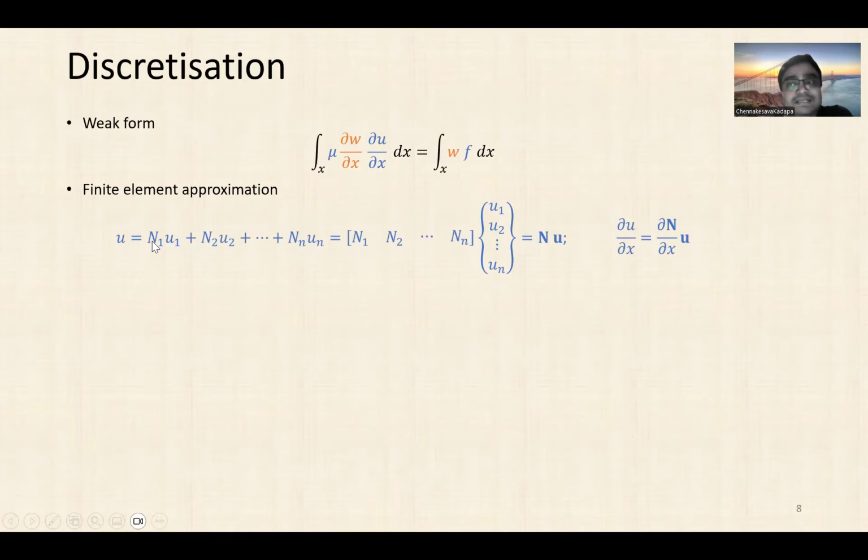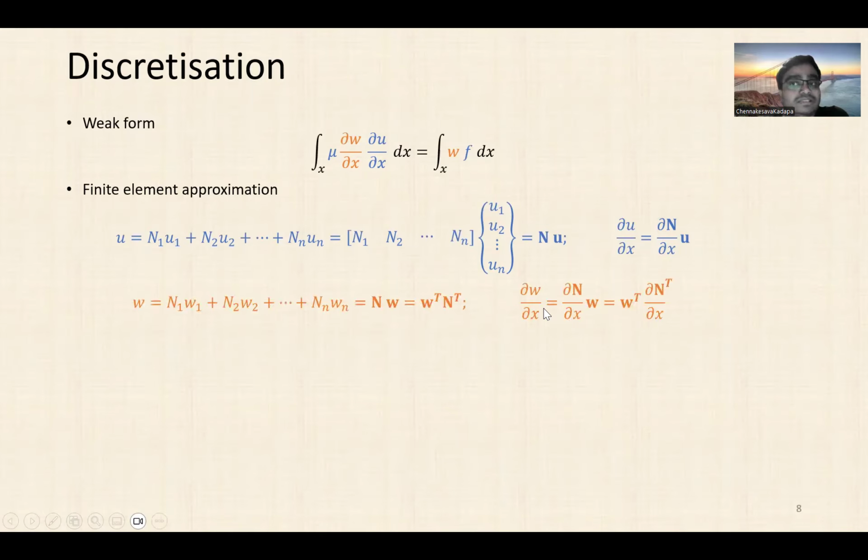So let us say in general we have n degrees of freedom associated with their respective n basis functions. Okay, and this is the linear combination, and we can represent it in matrix vector form. Like here, bold face N is the matrix of basis functions, and bold face u is the vector of degrees of freedom. And note, we know that only N depends on the coordinate, so we calculate the derivative of u. We have ∂N/∂x, and then the vector of degrees of freedom.